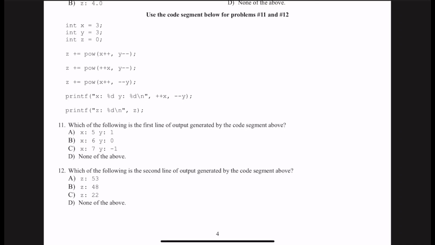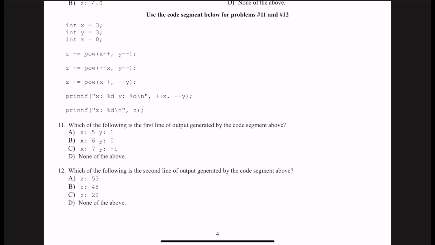All right, questions 11 and 12, we have some prefix and postfix increments and decrements. So remember that if it comes after, it's postfix, we're going to evaluate the expression first, and then as a side effect, we make the change. If it's prefix, we make the changes to the variable first, then evaluate the expression.